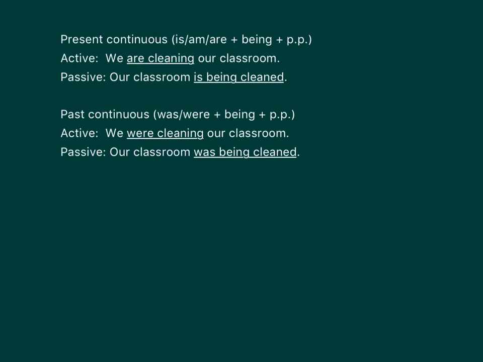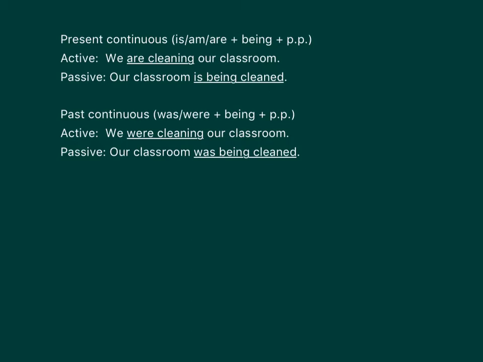In the present continuous tense, the passive voice is formed by the word is, am, or are, plus the word being, plus the past participle of the verb. For example, in active voice, we have we are cleaning our classroom. In passive voice, we have our classroom is being cleaned.